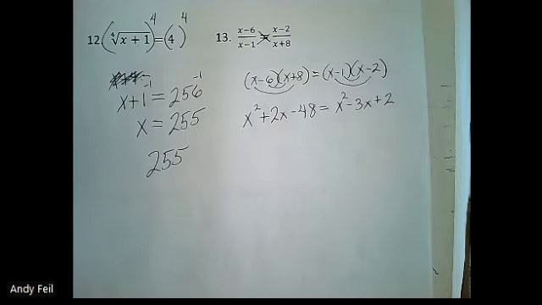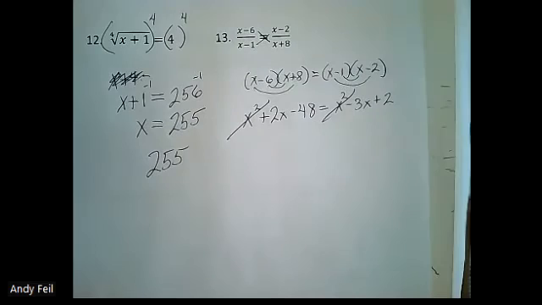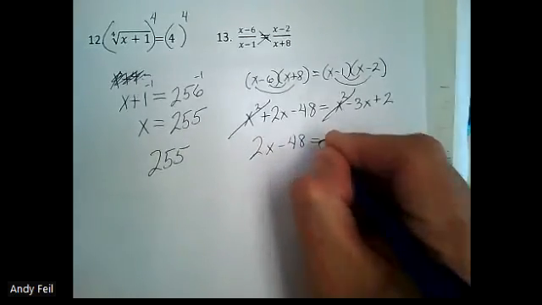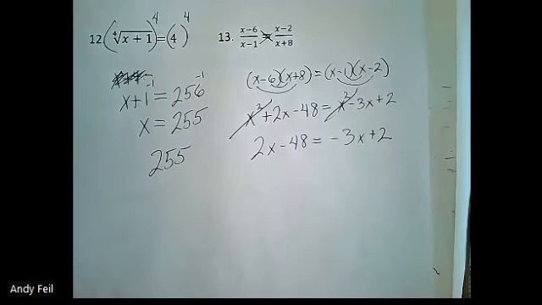Now that looks really difficult until what's about to happen. What happens with those x squareds? They cancel out. You've got one on this side and one on this side. You could just subtract x squared from both sides. And that's it. So you're left with 2x minus 48 is equal to negative 3x plus 2.